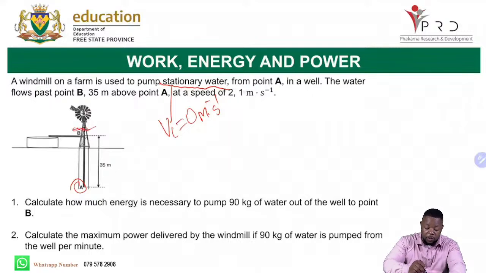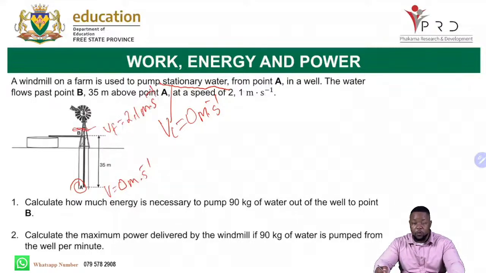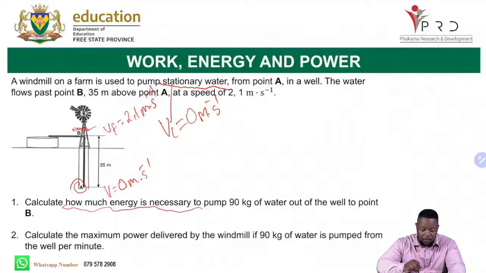And when it gets to point B, the speed is 2,1 meters per second. So the question is as follows: calculate how much energy is needed to pump the 90 kg of water out of the well to point B.